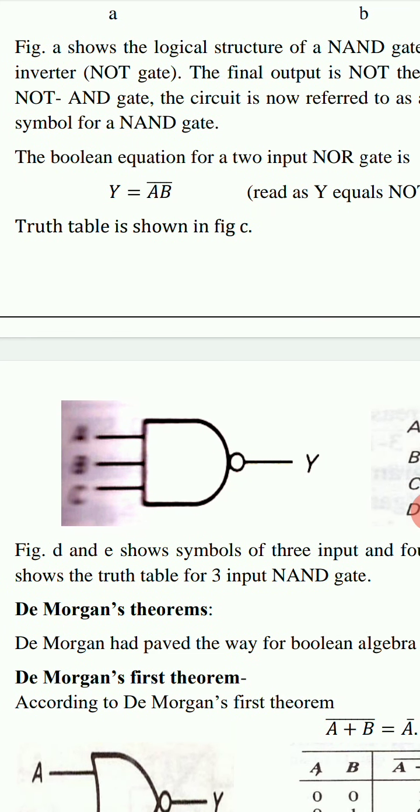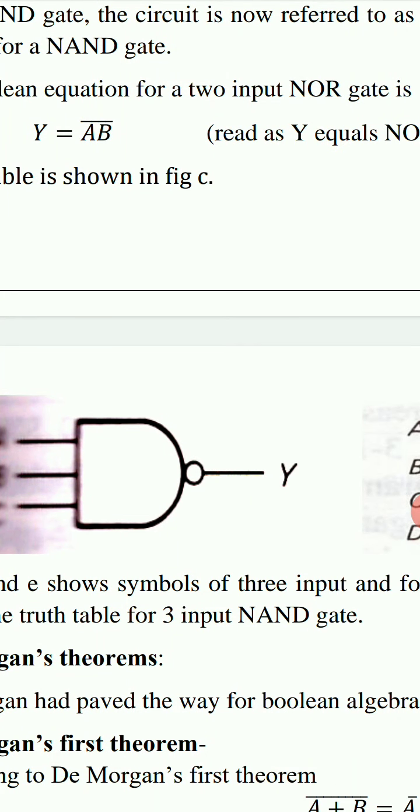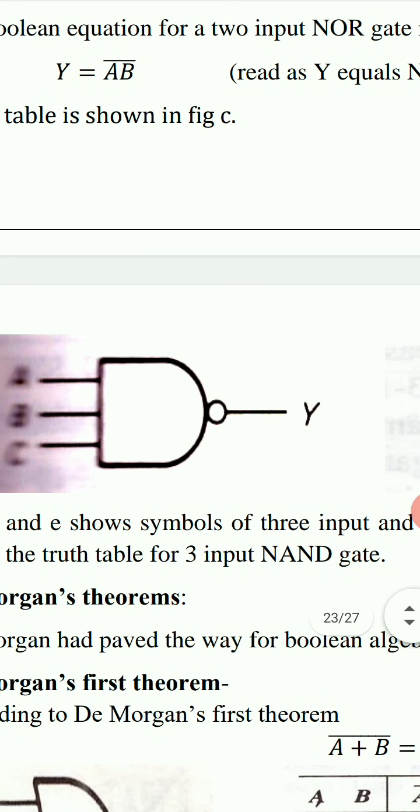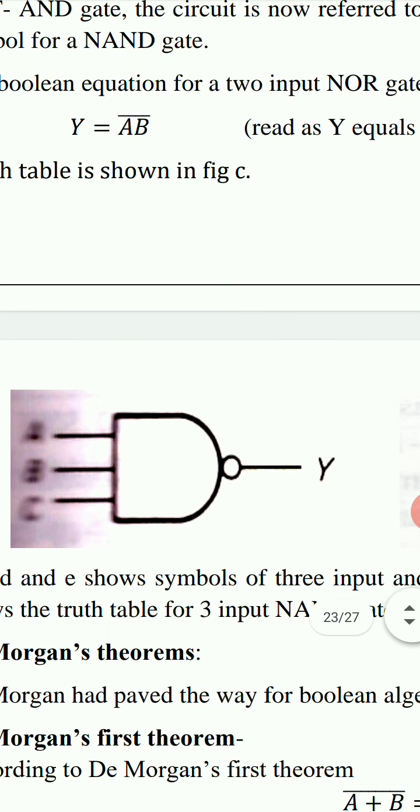The Boolean equation for a 2-input NOR gate is... this is not a NOR gate, it is a NAND gate. For the NAND gate, the Boolean equation is Y equals (AB) bar. AB is for the AND gate and the bar is for the NOT gate. So it is the NAND gate output, which is represented by Y equals (AB) bar.